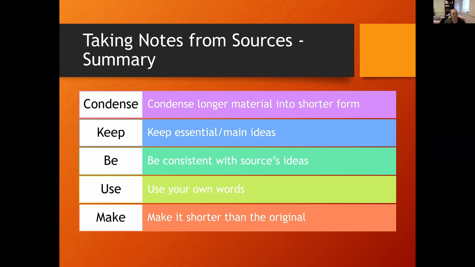You want to be consistent with the source's ideas and the words that they use, but you also want to use your own words. That's how the paraphrasing and the summary works. You do also want to make it shorter than the original. Unless it's a direct quote, you should always be writing about half, even less than what you've read. You can even write one sentence per paragraph, or even one sentence per section.